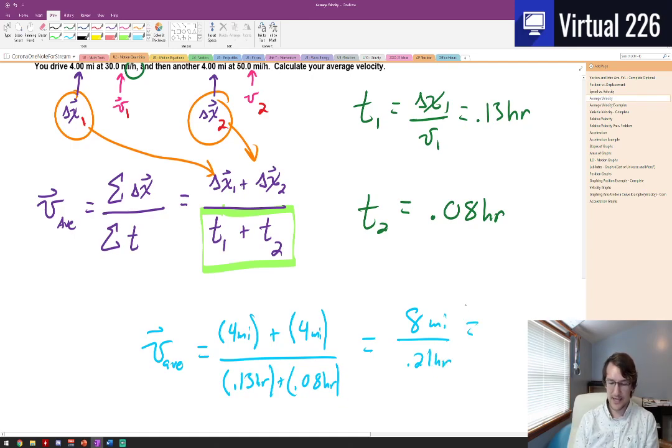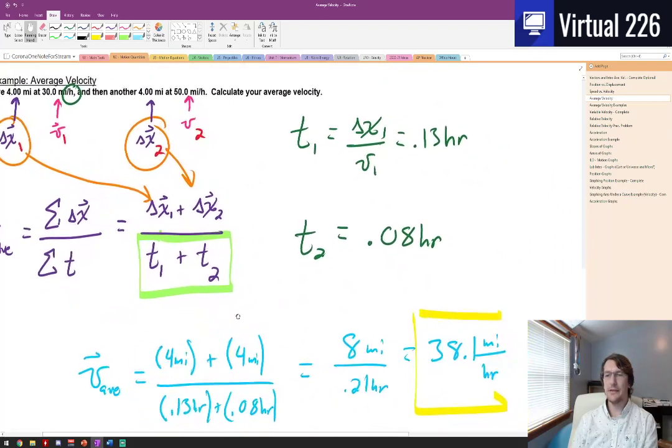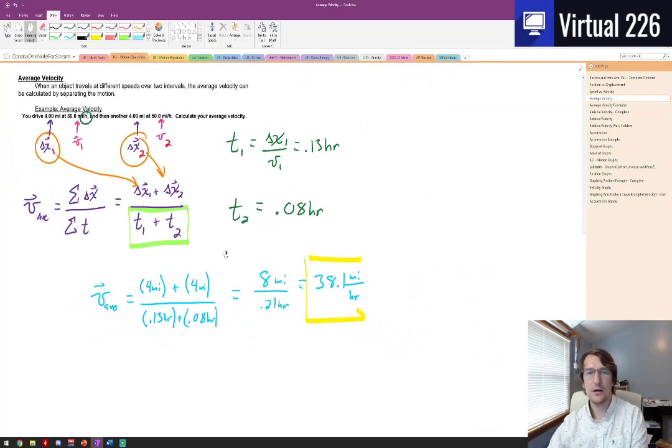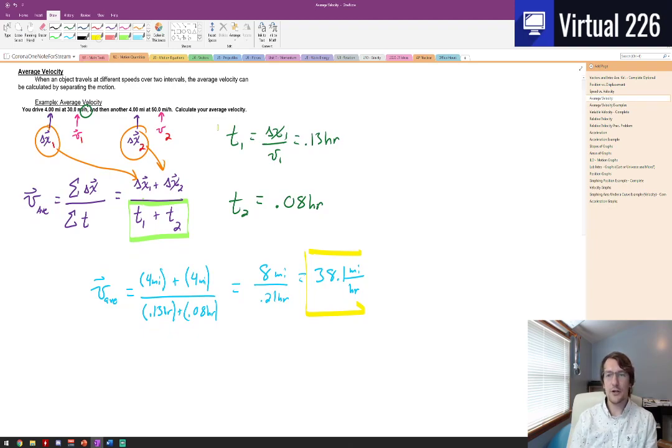And then if I just take 8 divided by 0.21, I find that my average is 38.1 miles per hour. Okay? And that will actually be our average here. That's what we're looking for. Okay? So that's what's going on here in these type of problems. They are a little bit tricky in that regard because there's an extra math step here, but this makes sense that the answer is 38.1 miles per hour.